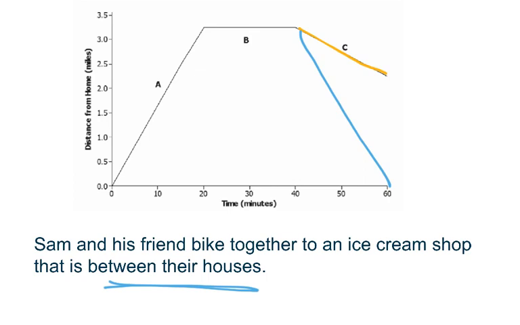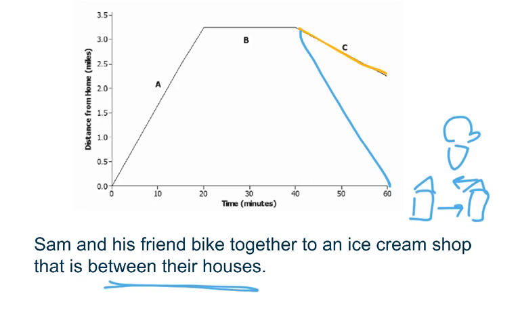So if we think about it almost like on a map, right? Here's his house. He bikes to his friend's house, and then he turns around and he bikes back towards the ice cream store, right? There's the ice cream. And so when he does that, he's moving back towards where he began, back to his house. But he hasn't returned completely to his house yet. So we shouldn't see his graph returning back to 0 yet.